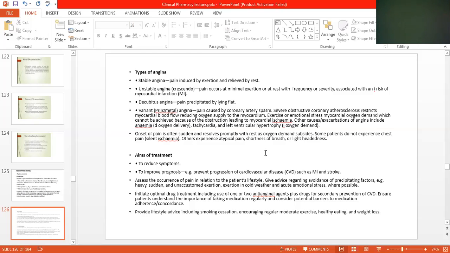Aim of treatment: to reduce the symptoms and to improve the prognosis, for example, prevent progression of the cardiovascular disease such as MI and stroke, myocardial infarction and stroke. Assess the occurrence of pain in relation to the patient's lifestyle. Give advice regarding avoidance of precipitating factors, for example, heavy, sudden, and unaccustomed exertion, exertion in cold weather, and acute emotional stress where possible. Initiate optimal drug treatment, including the use of one or two anti-anginal agents plus drugs for secondary prevention of cardiovascular disease. Ensure the patient understands the importance of taking medication regularly and consider potential barriers to medication adherence and concordance. Provide lifestyle advice including smoking cessation, encouraging regular moderate exercise, healthy eating, and weight loss.